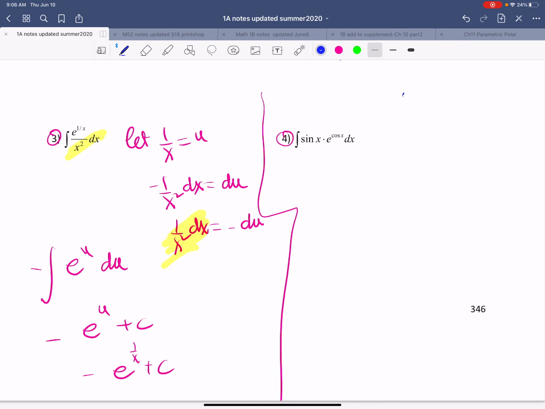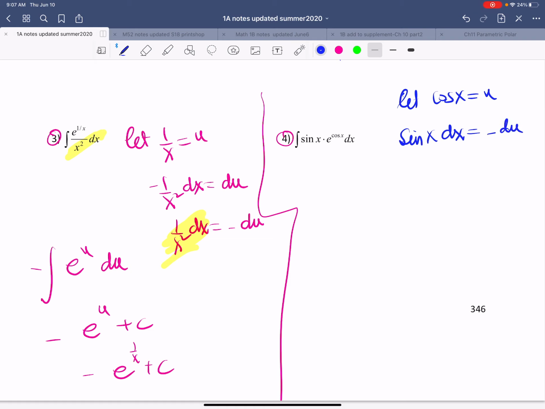We can let cosine x be u, and sine x dx would be negative du, because the derivative of cosine x is negative sine x. Sine x dx be negative du. I can adjust the negative sign on the right hand side.